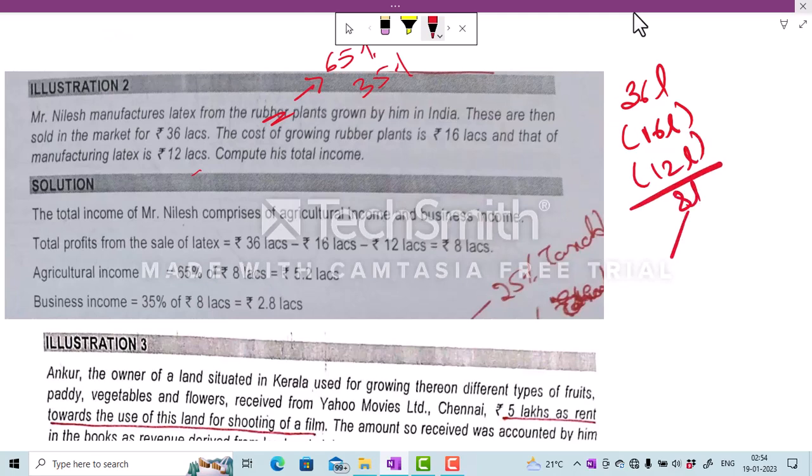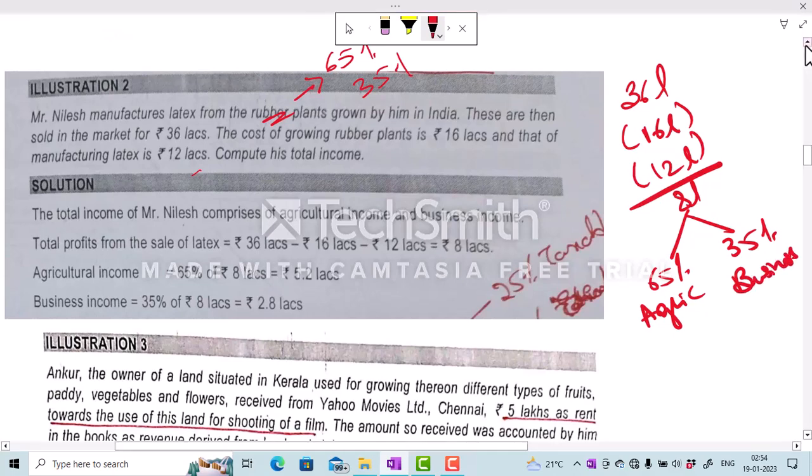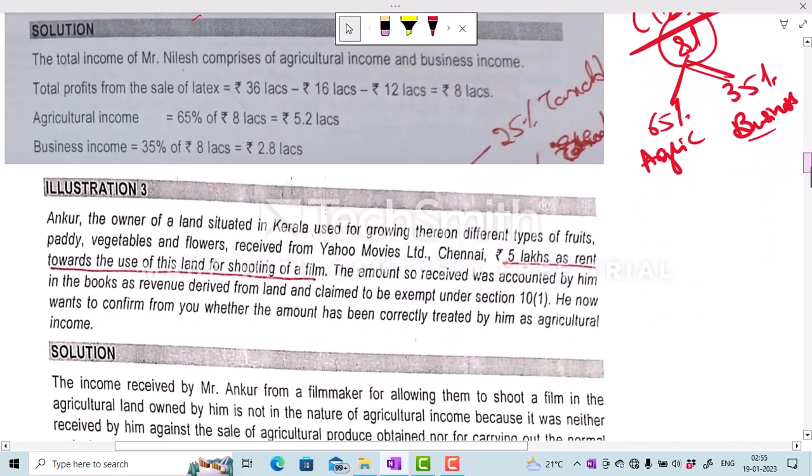Balance is there. This should be bifurcated as 65% as agriculture income and 35% as business income. We should first reduce the expenses. Balance amount will be bifurcated between agriculture income and business income in given ratios. Okay, and let's see the third example.